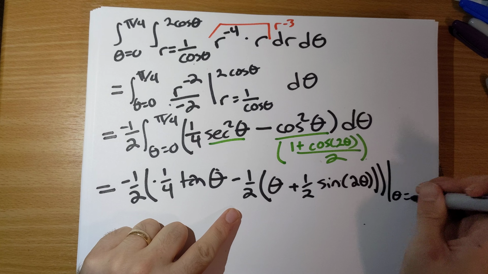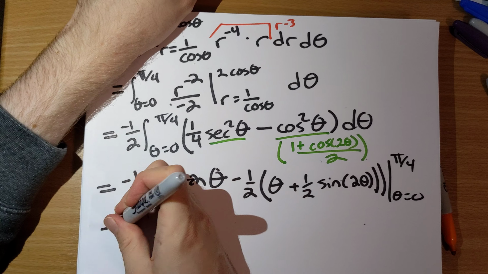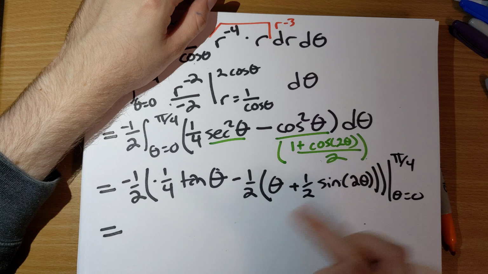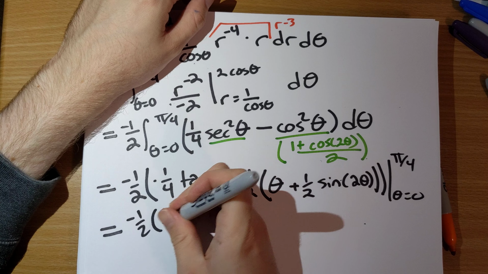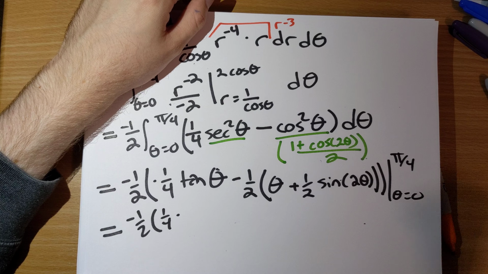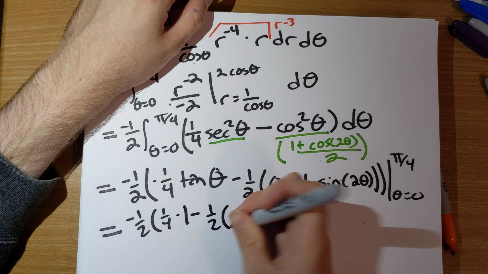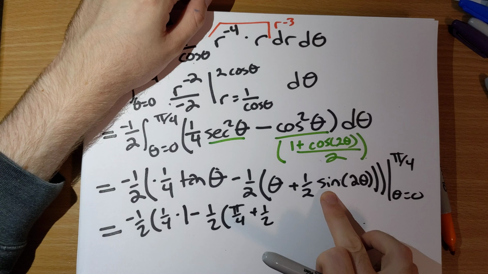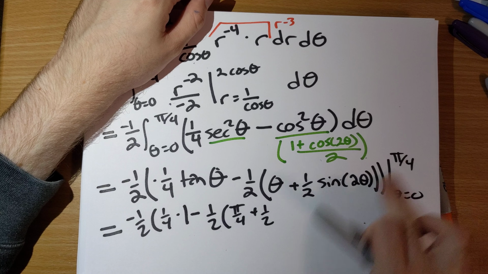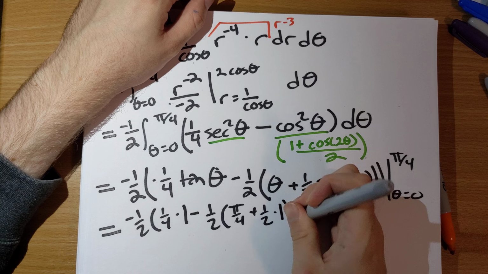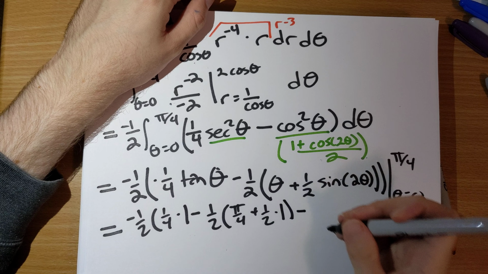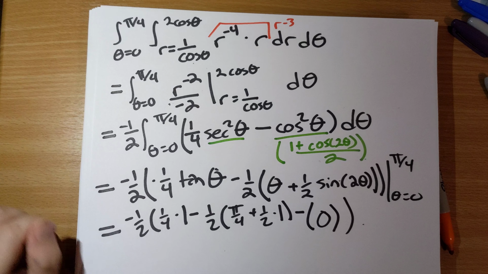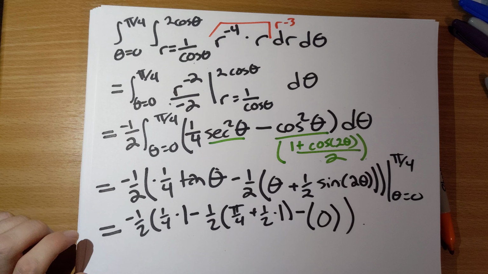And plug in theta from 0 to pi over 4. So this would leave us with what? Theta is pi over 4, negative 1/2 times 1/4 tangent of pi over 4, which is 1, minus 1/2 times pi over 4 plus 1/2 times sine of 2 times pi over 4. Sine of pi over 2 would be 1. And when we plug in theta equals 0, all of those terms end up as 0. So simplify that, and that's your final answer.